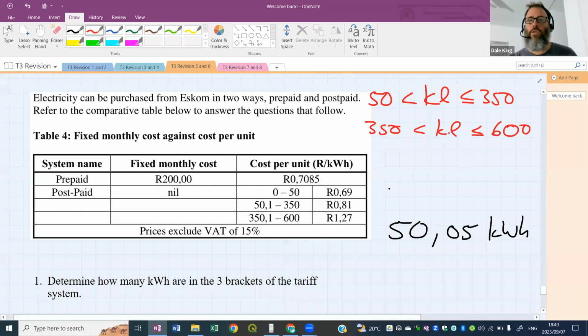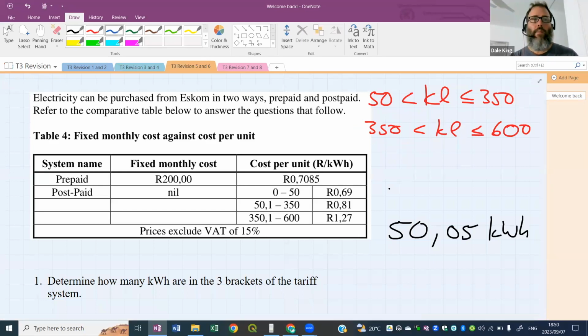That guarantees you won't get stuck between any brackets. So that's another way of writing up to 350, and then you go over 350 into the next bracket. If you're on 350, you have to be here. If you're above 350, then you're here.